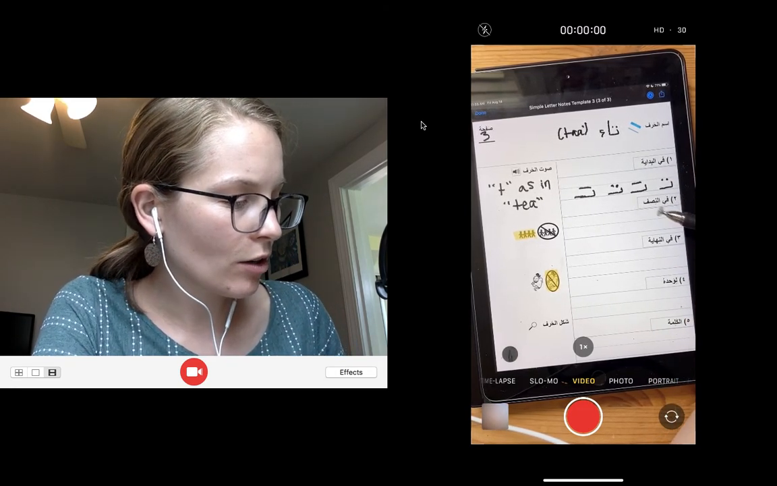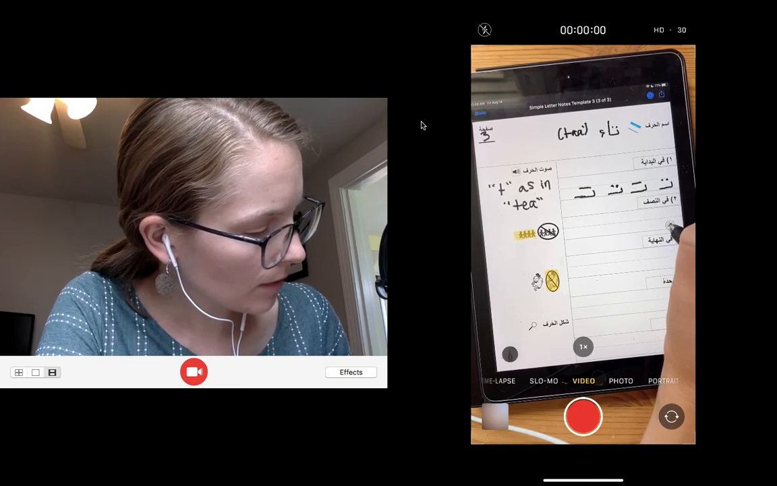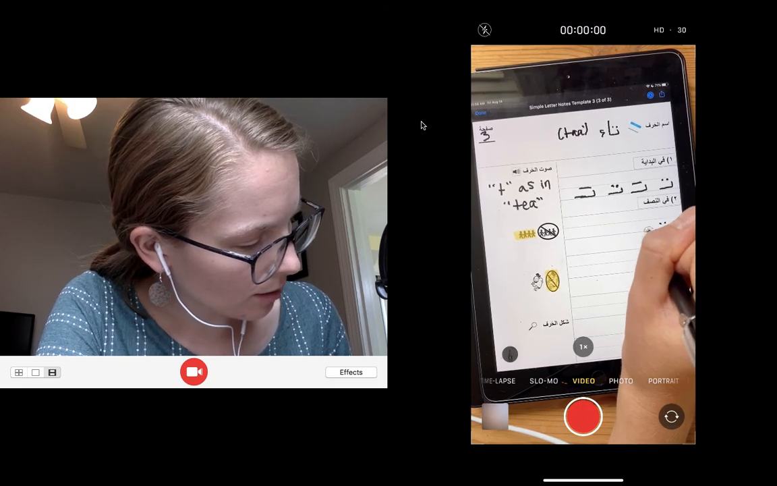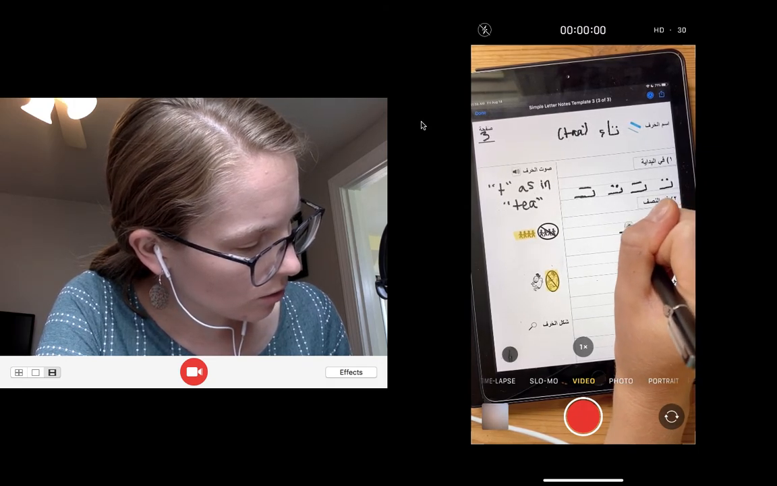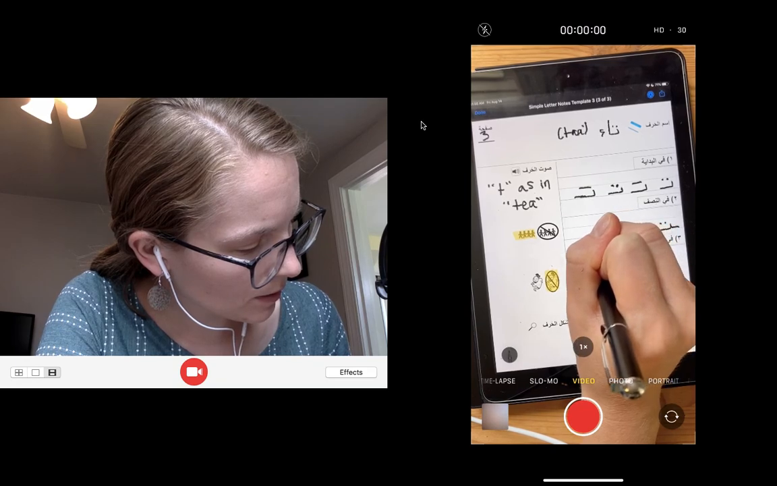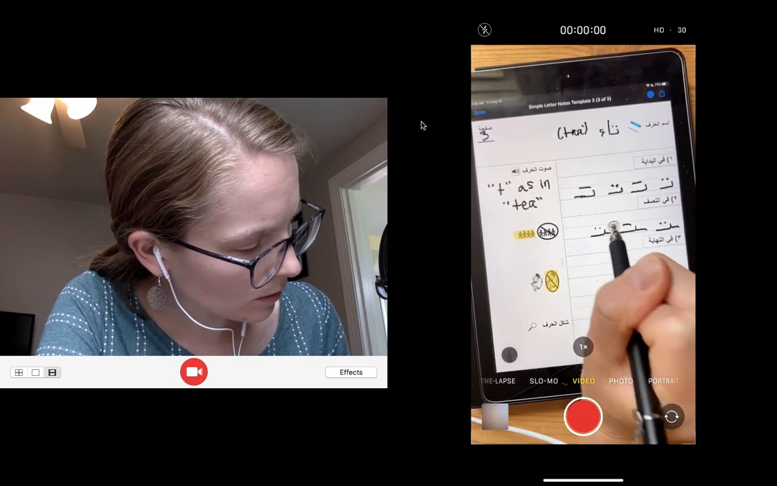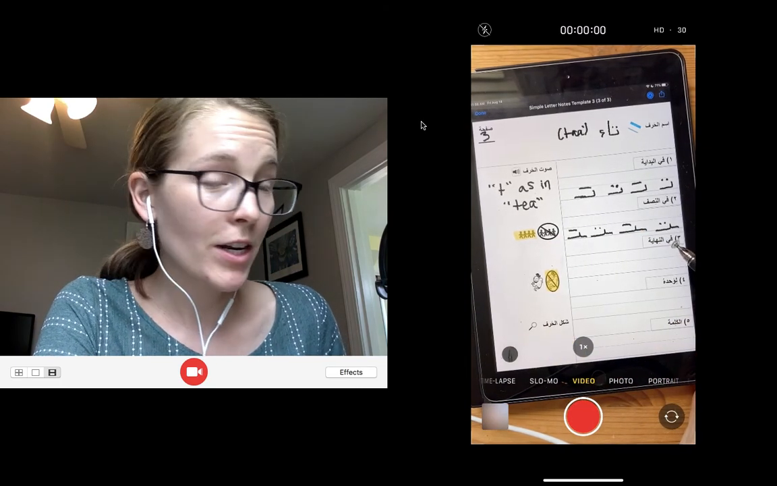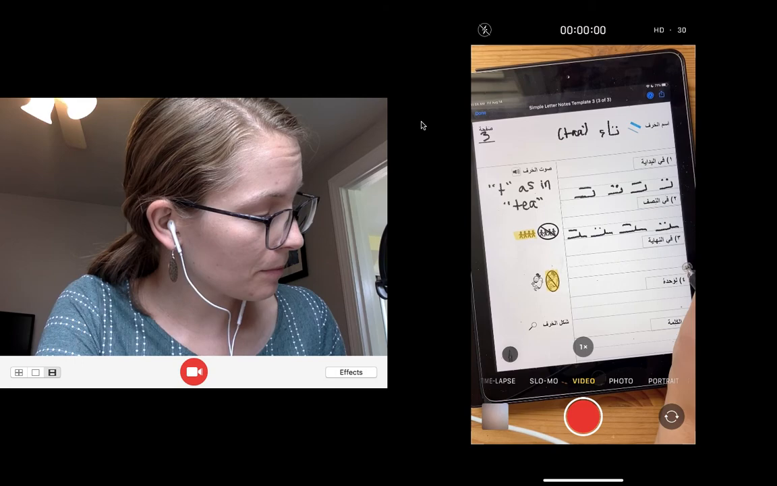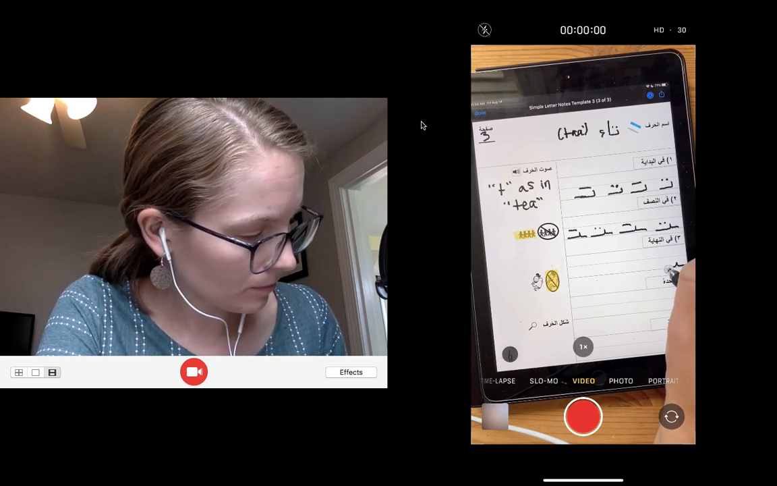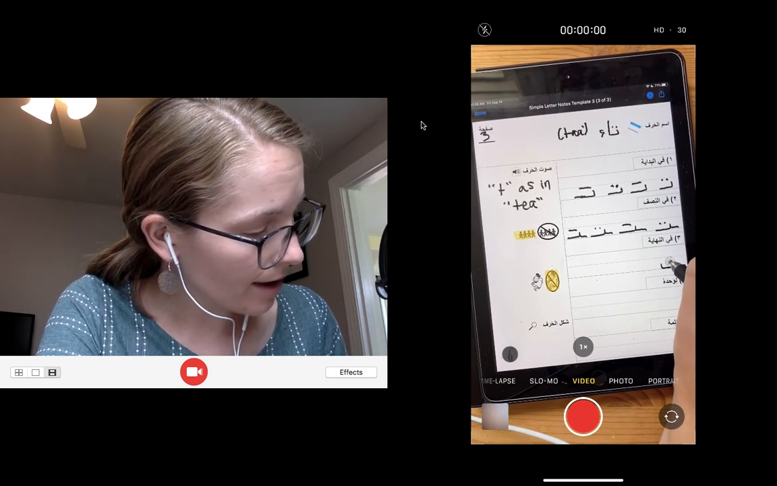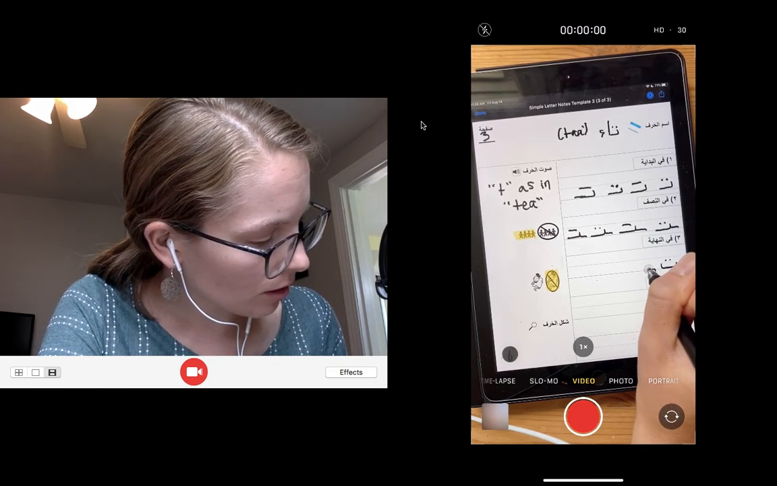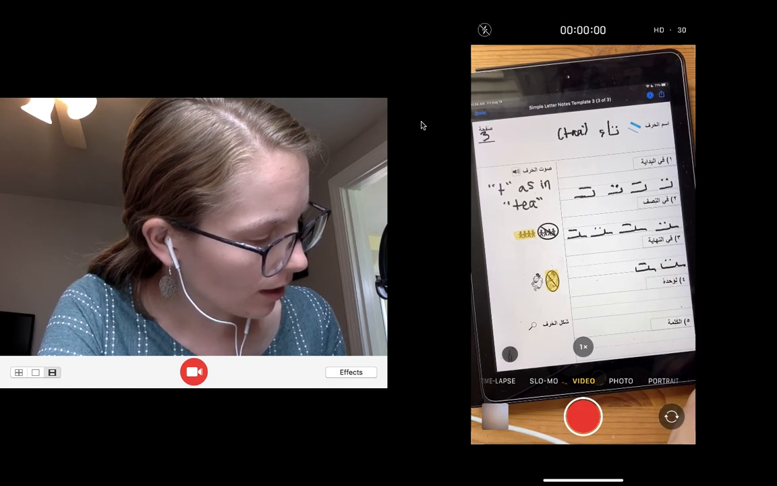Okay, بعدين في النص, the middle. في النص مثل باء, same base shape as باء, but we're doing our dots on top, 2 dots on top instead, or a line. تمام. ممتاز. في النهاية. So again, same base shape as ba, صح, at the end. Okay, and we just do our 2 dots or our line.